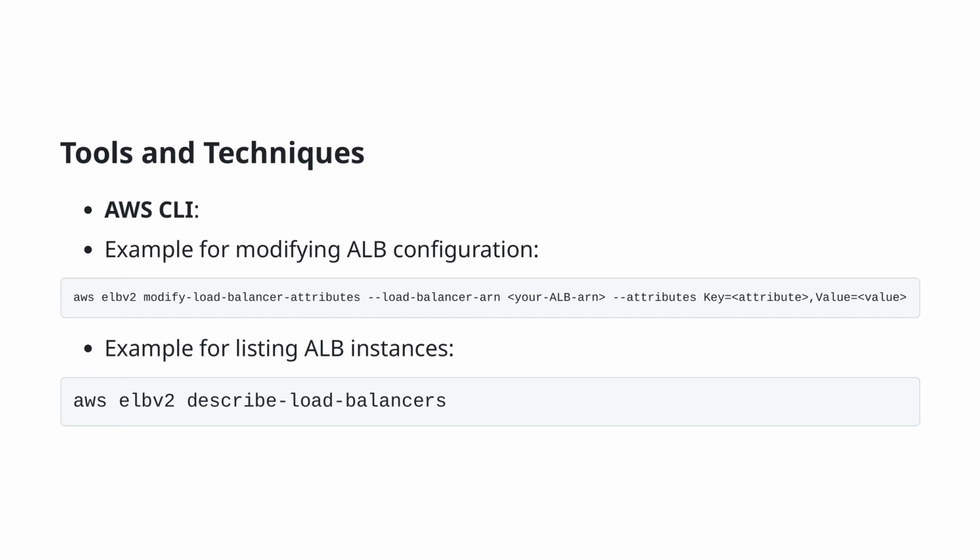Additionally, if you need to list all your ALB instances to get an overview of your infrastructure, you can use aws elbv2 describe-load-balancers. These tools are essential for managing your ALB configurations and ensuring that you have full visibility and control over your load balancers. Proper use of these techniques can help prevent unauthorized access and enhance your application's security.